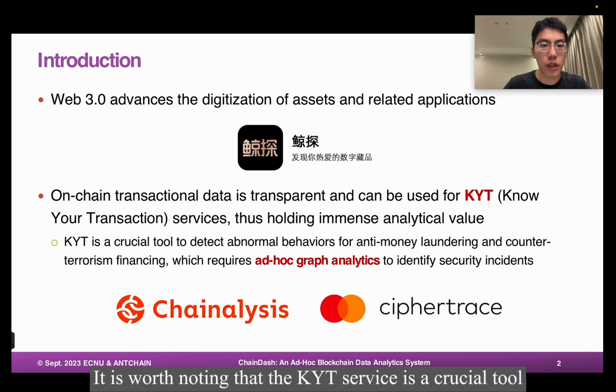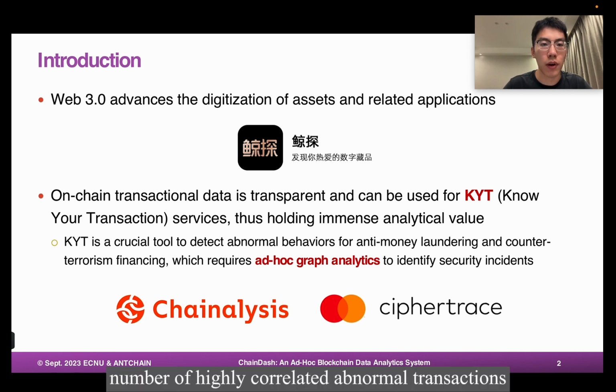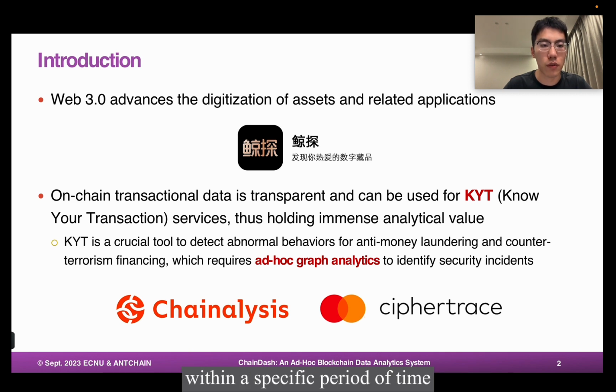It is worth noting that the KYT service is a crucial tool to detect abnormal behaviors for anti-money laundering and counter-terrorism financing. It requires ad hoc graph analytics to identify security incidents, which may involve a large number of highly correlated abnormal transactions within a specific period of time.